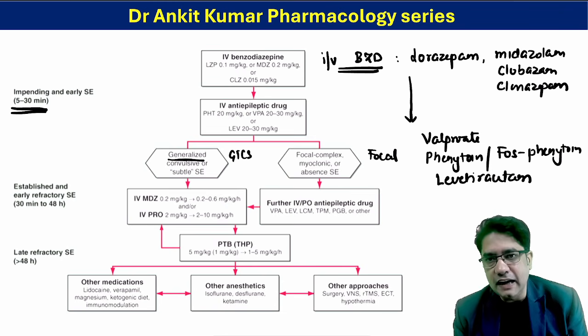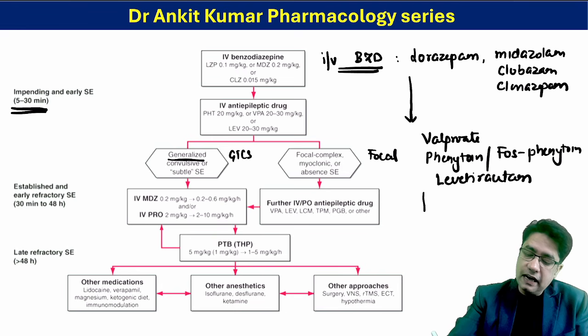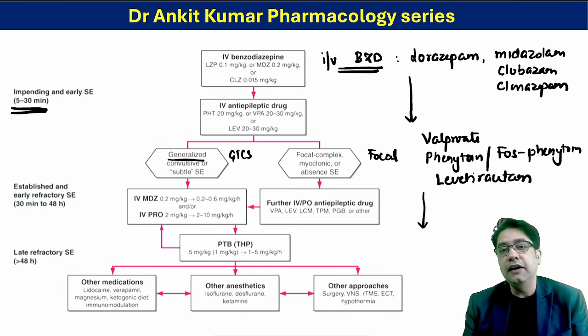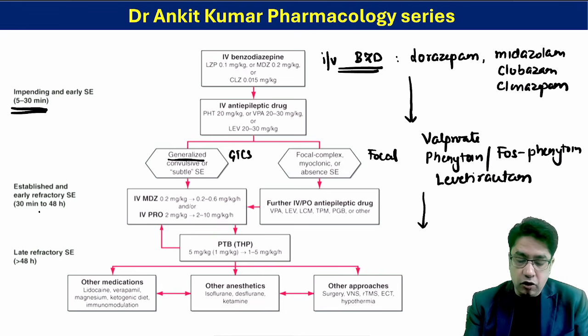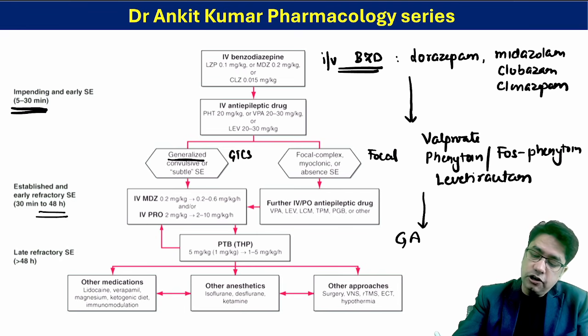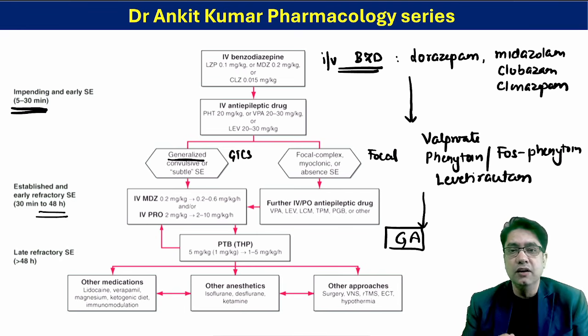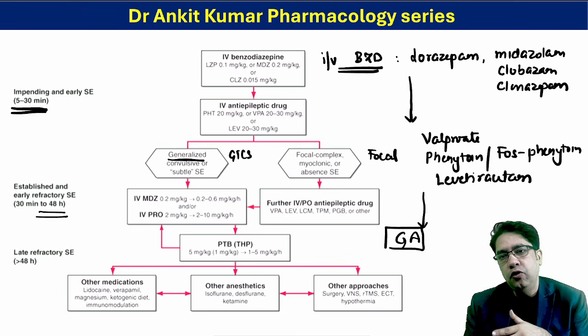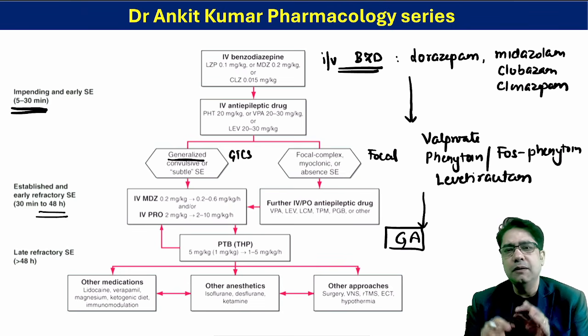So these drugs are given in status epilepticus, and if seizures are still not getting controlled, lasting beyond 48 hours or 2 days, then we put the patient on general anesthetic drugs. Like ketamine, sevoflurane, isoflurane, thiopentone, phenobarbital. So just remember, we can give any general anesthetic drug.